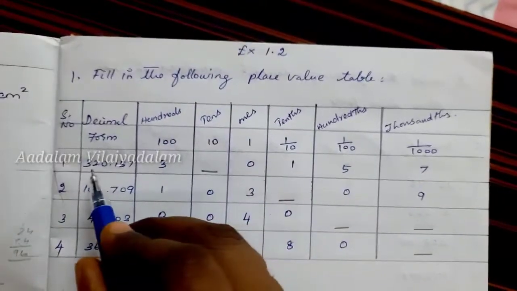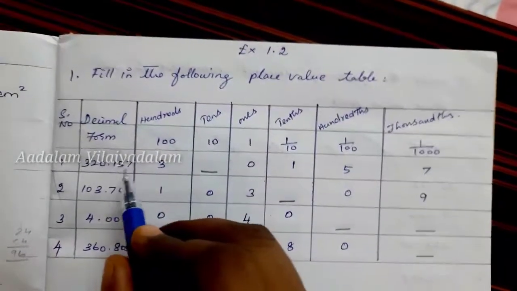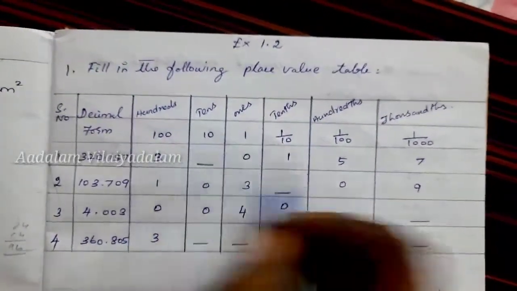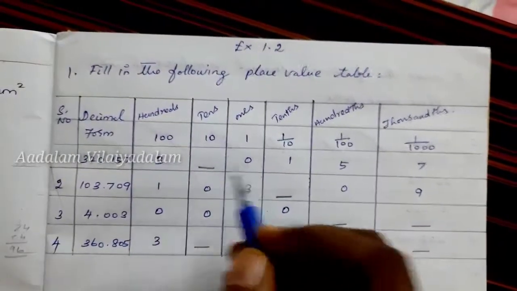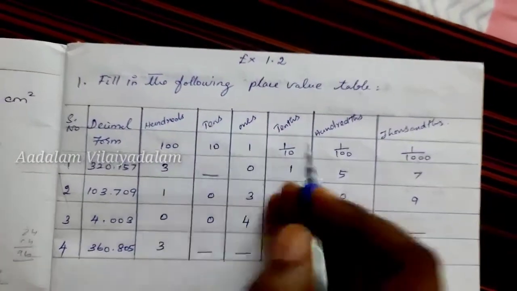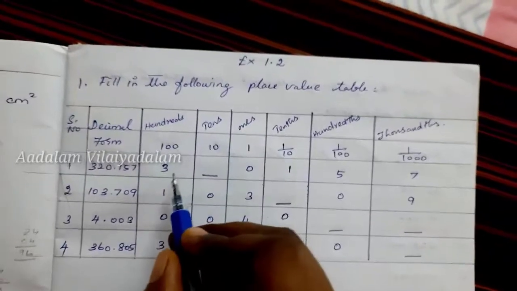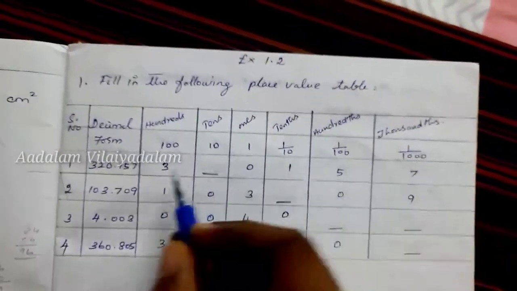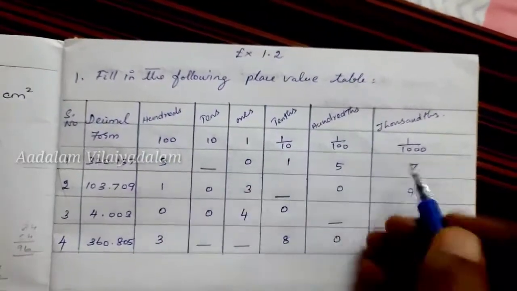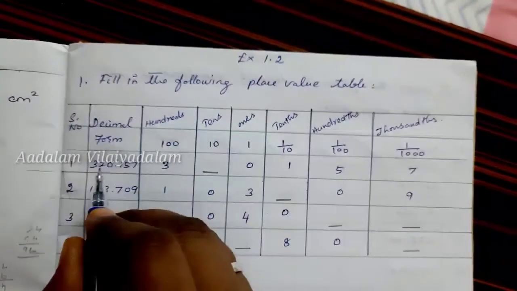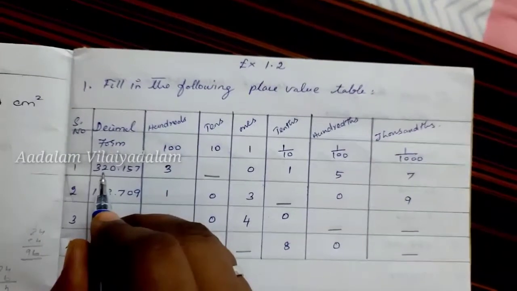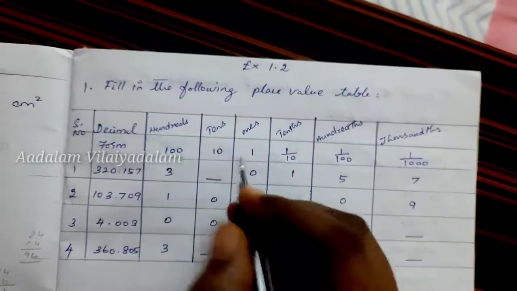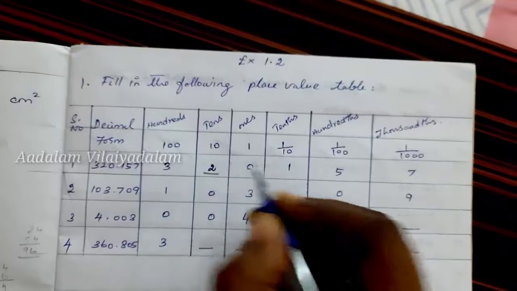So now look at 320.157. Look at the order. Is there any mistake? Just check the order and then change it. The order is clear. So we can substitute the place value of 2, which is in the tens place. Therefore the answer is 2.